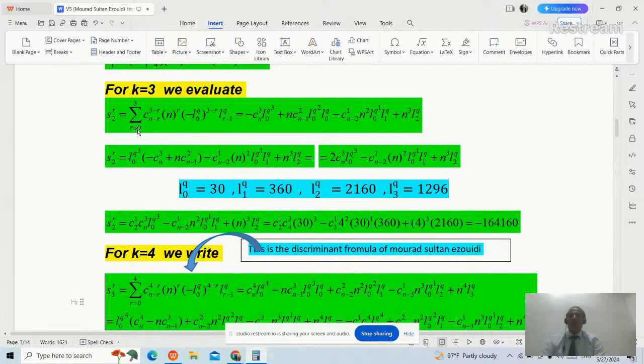So it will be the sum from r = 0 to 3 of the combination (n minus r) choose (3 minus r), times (negative 1) raised to the power r, times (negative L0 of dq) raised to the power 3 minus r, times L(r minus 1) of dq. Learners, if you see this formula, it's called the discriminant formula of Mourad Sultan Ezouidi.